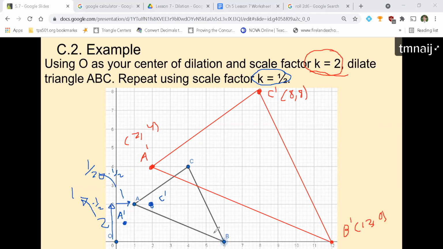B was 6 over, up nothing. If you multiply 6 by 1/2 and 0 by 1/2, then you'll get over 3, up nothing. And then we connect the dots.